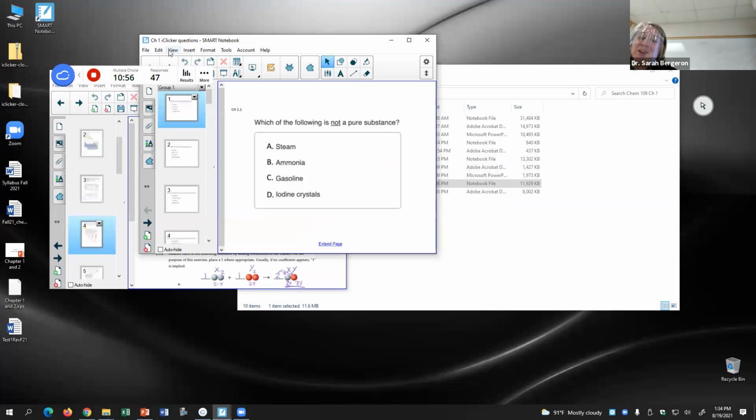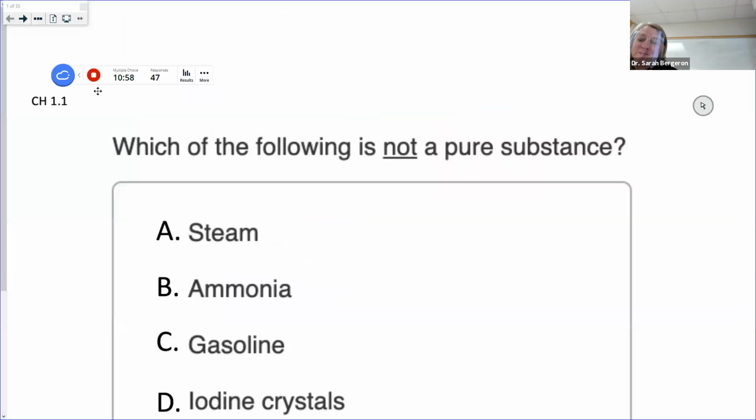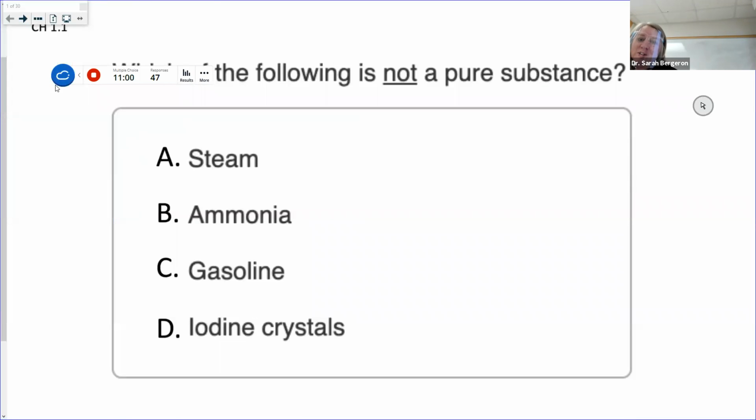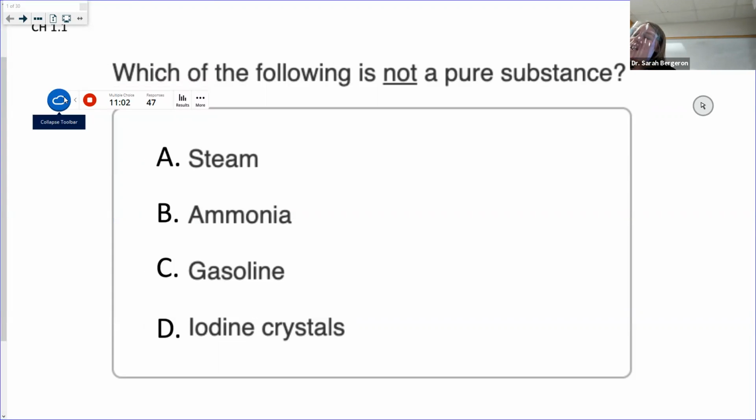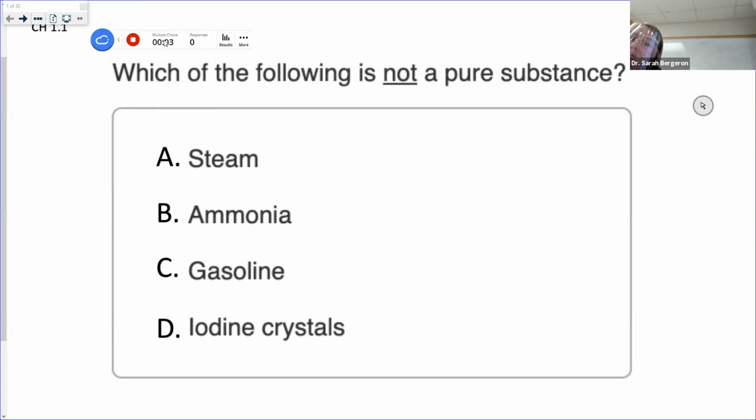So let me make this big, full screen. Okay, so here's our question. Which of the following is not a pure substance? Steam, ammonia, gasoline, or iodine crystals? So we had 47, so I'm gonna start it. And there's a little countdown timer for 1 minute. So this is your answer. Don't look at anybody else's. This is just you.